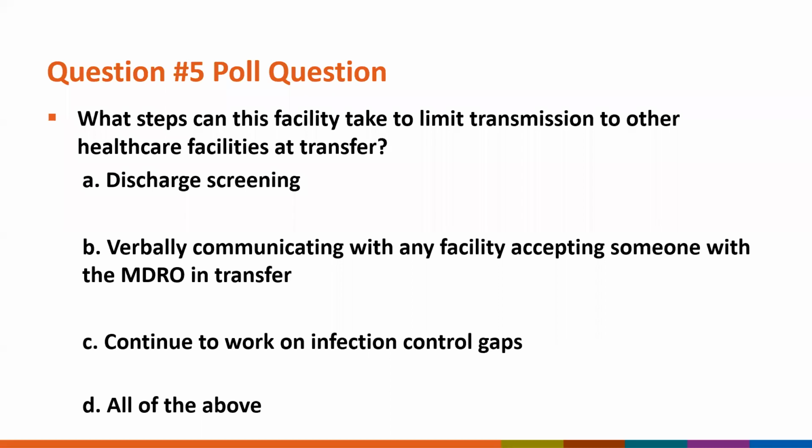So question 5 is, what steps can this facility take to limit transmission to other healthcare facilities that transfer? Would it be discharge screening? Would it be communicating? Would it be working on their infection control gaps, or would it be all of the above? And the answer is all of the above.